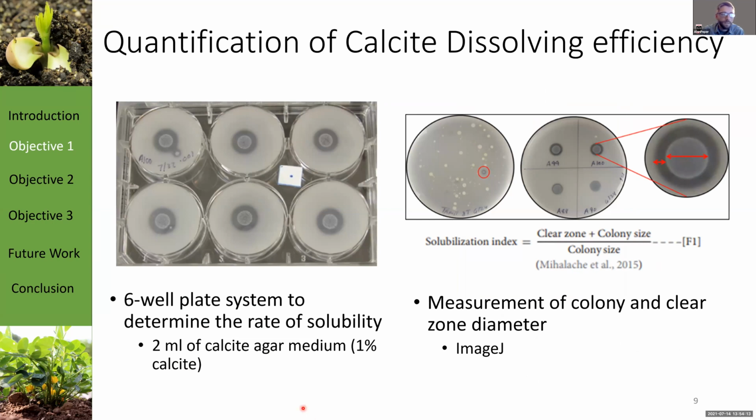And so I developed a 6-well plate system. So again, this has this calcite agar with the 1% mediated media, and then a 10 microliter droplet of the CDB at 10 to the 6 CFU per ml is then placed in the center of the well. And then the ratio of the halo it forms comparatively to the colony size is known as the solubility index, or the rate at which it is able to dissolve calcite into calcium.